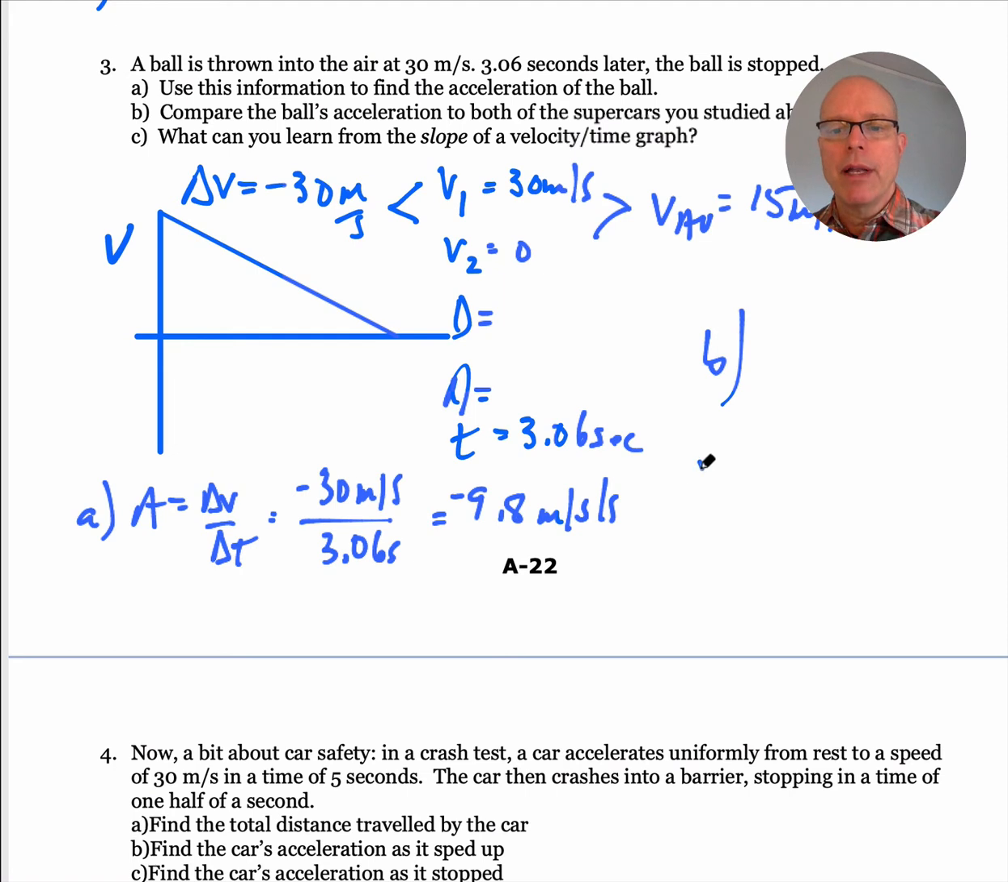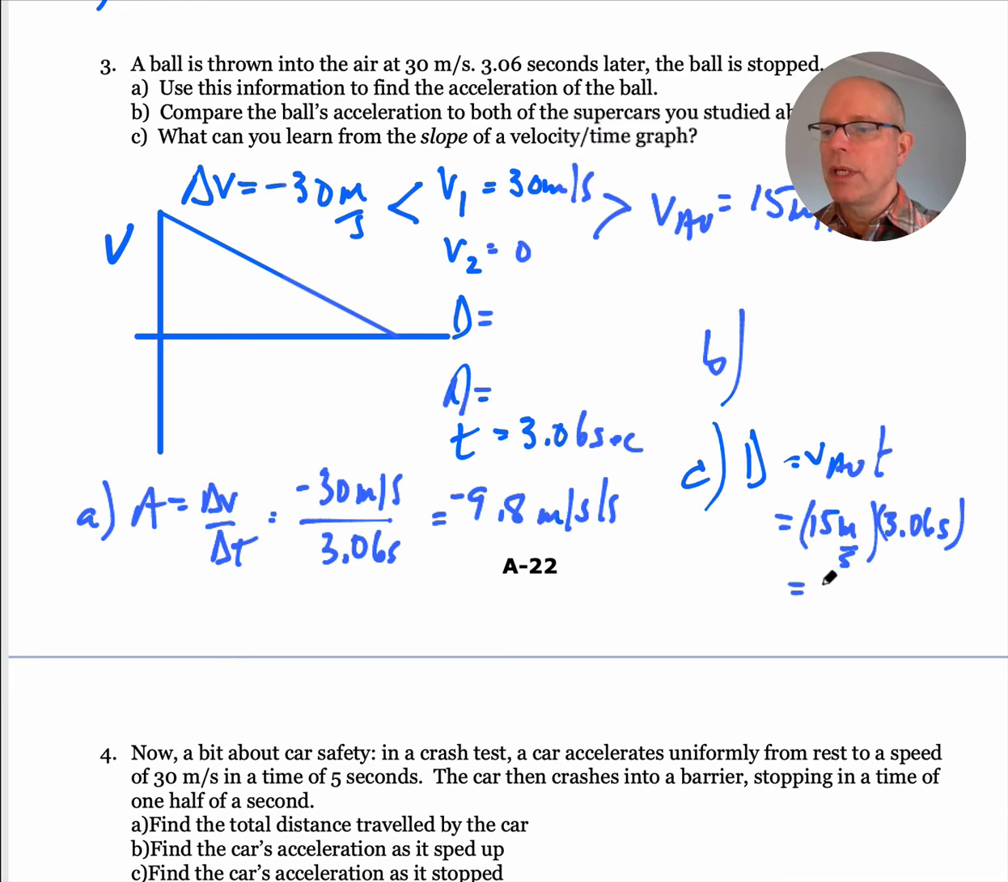So anyway, finally, let's go ahead and get the distance. D equals V average times T. And we'll plug in. V average was 15 meters per second, and the time it took was 3.06 seconds. And we'll go and figure it out.